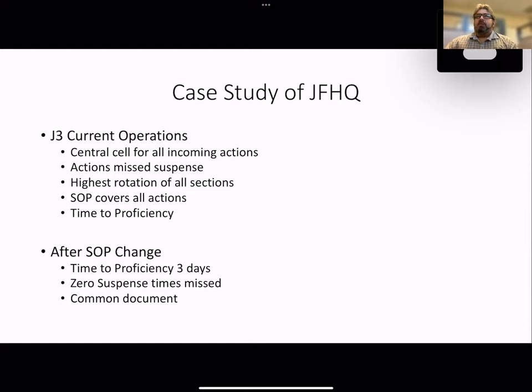Zero suspense times were missed because they were all looking at the same page. You had Army captains and majors and lieutenant colonels looking at the same information that the lieutenant had.